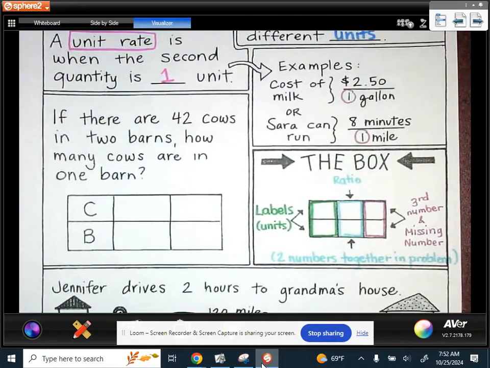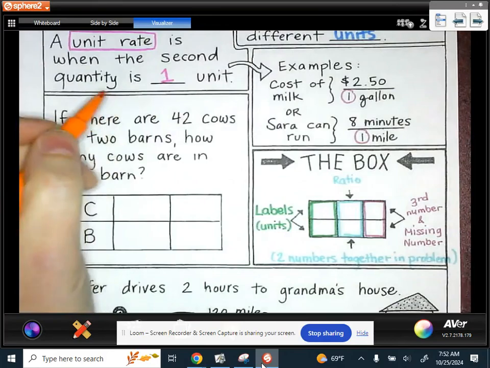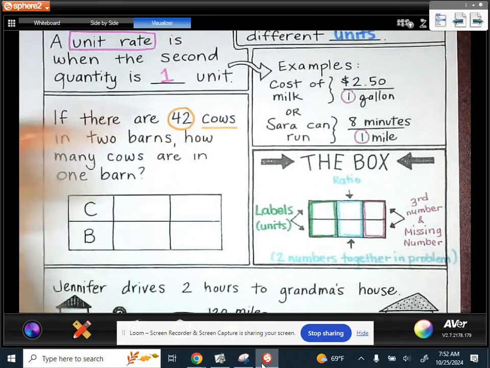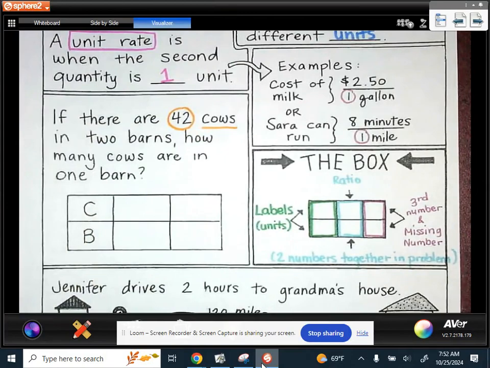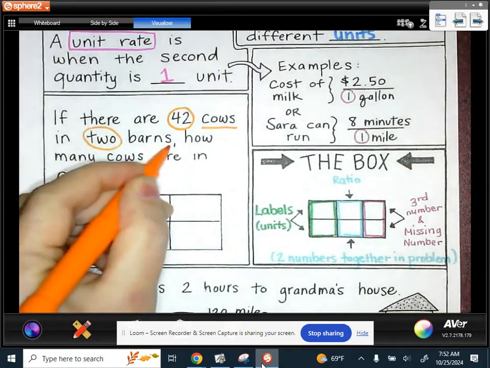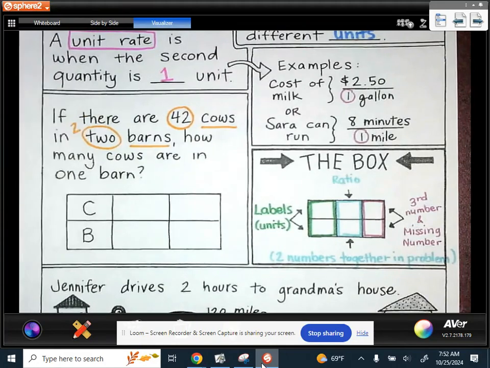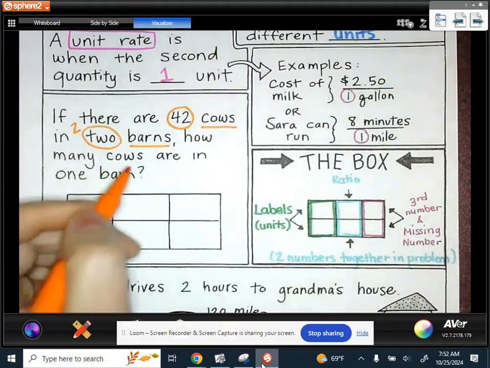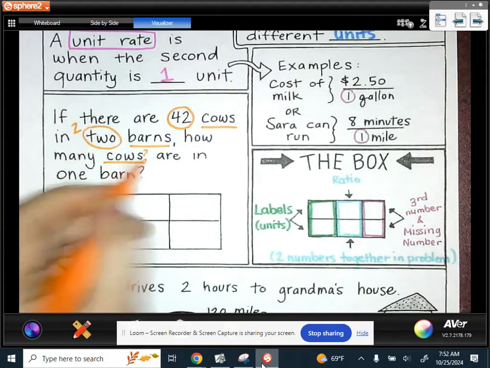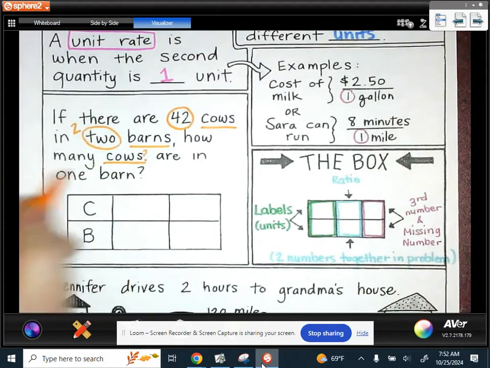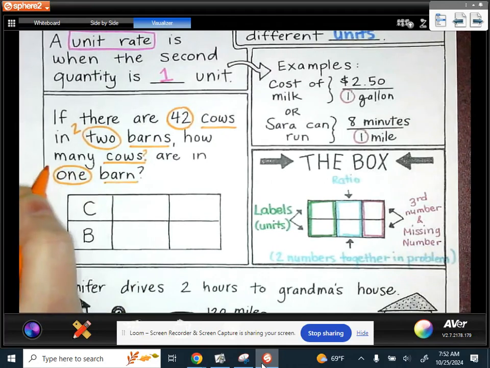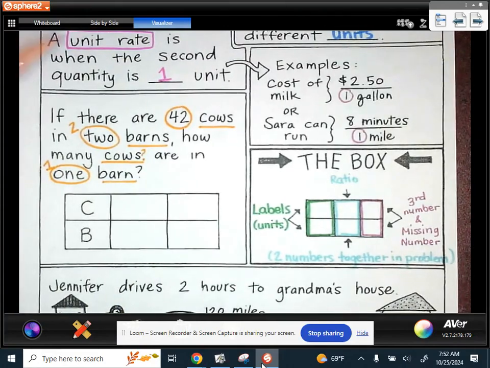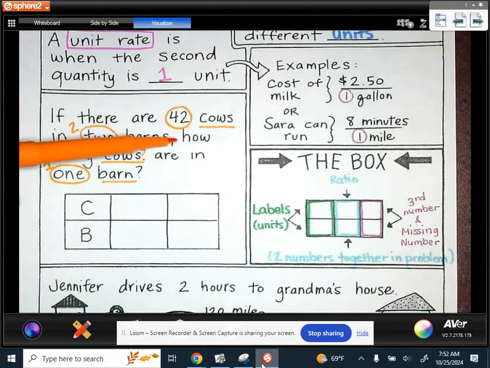Okay, so let's use this example about the cows over here to show how to solve the box. So it says there are 42 cows. So we know cows is one of our labels, in 2 barns. If you see a word that's a number, I would always write the actual number out to the side. And then it says how many cows, I'm going to put a little question mark there because that's what we're looking for, are in 1 barn. So again, I'm going to put a little 1 there. Okay, so right here, these 2 numbers were in the same part of that sentence. They were there, then there was a comma. The 1 is all by itself after the comma.